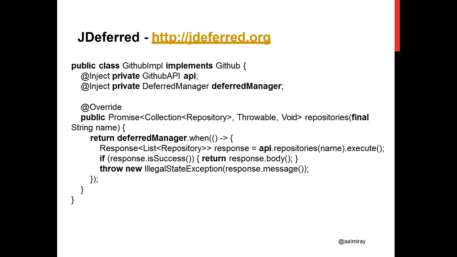And the body of the promise, or the background task that we're going to execute, is calling the API, grabbing the list of repositories as a response, and checking if the response is successful. If so, we return the body. This will be the list of repositories already parsed by Jackson. There's nothing else that we need to do. If there were to be an exception or a problem, we just simply throw an illegal state exception with a message of the response, and that's it. Whatever is coming from the background, from the server.